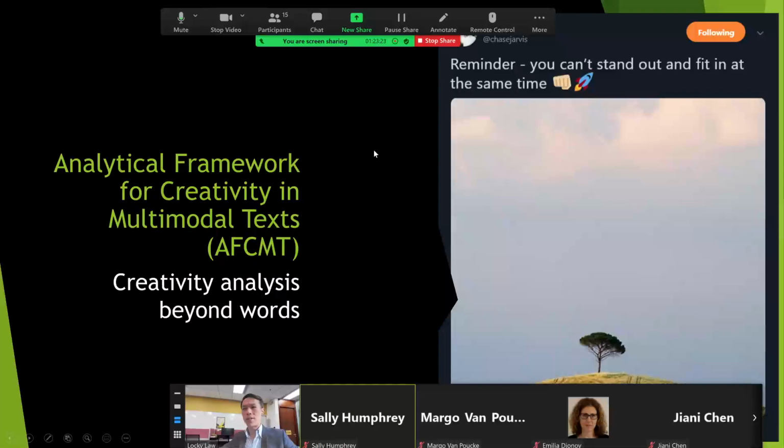What about qualitative? What if I have something like a Twitter feed? In this case, here we have a tweet by Chase Jarvis, and he has just one line here: "Remember, you can't stand out and fit in at the same time," with 2 emojis and 1 picture, presumably taken by him. Then we need something of a qualitative analysis to handle this. So I have come up with this AFCMT, the Analytical Framework for Creativity in Multimodal Text. With this, I can analyze creativity that is beyond just words.